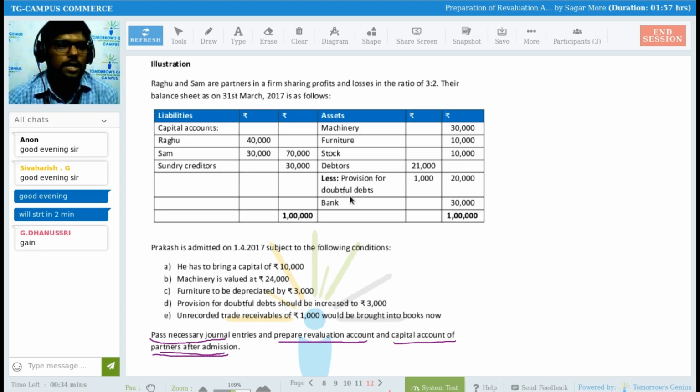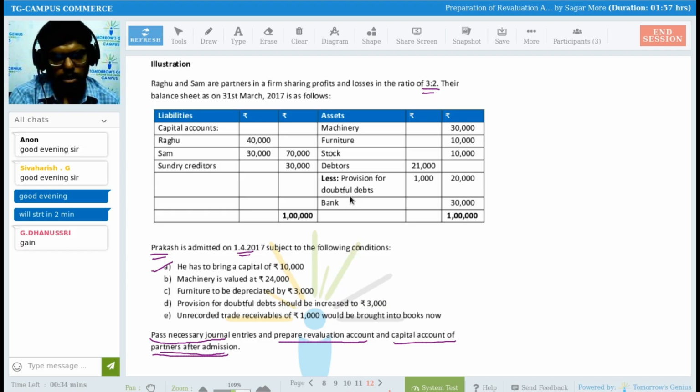So which kind of journal entry do we have to pass? For passing the journal entry, we have to read the adjustments one by one, right? So first adjustment. See, a balance sheet is given to me. There were two partners, Raghu and Sam, and their profit sharing ratio is 3:2. Prakash is the new partner who is entering into the partnership firm on 1st of April 2017, right? Okay, so first adjustment.